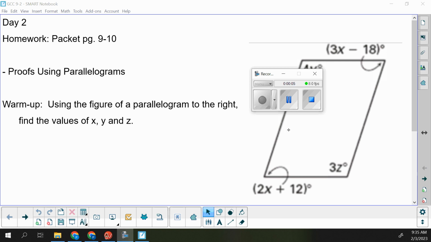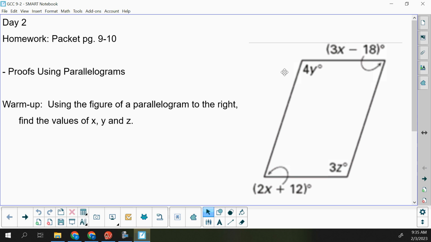Welcome to day 2 of our quadrilateral unit. In our planners, we can be writing either day 2 or packet page 9 and 10. We do have a warm-up for you to try.